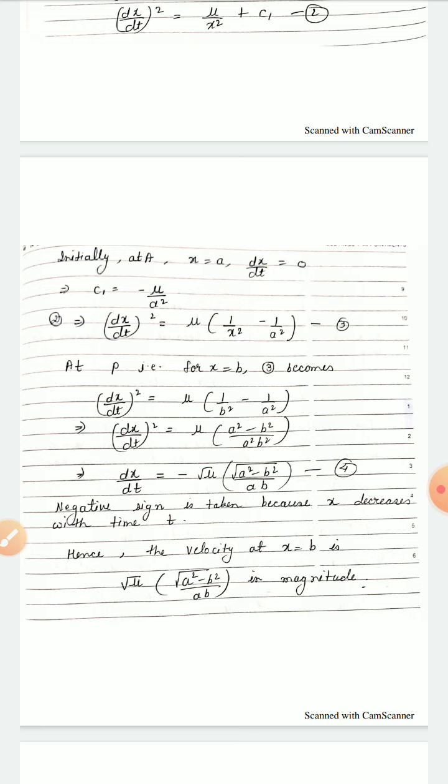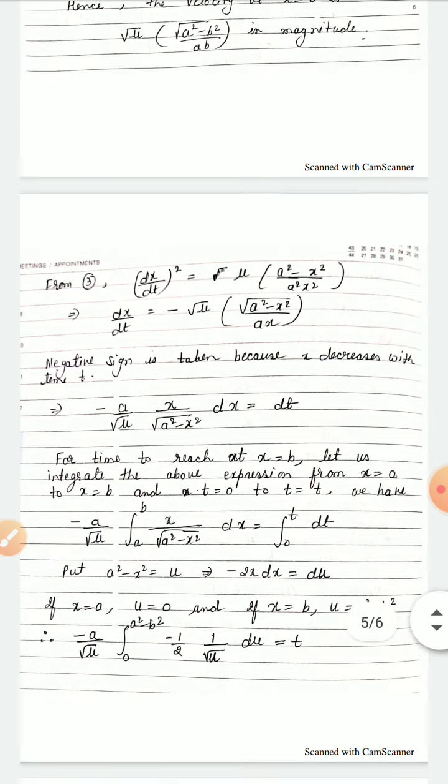And this is the expression for velocity. So we have taken the negative sign because x decreases with time t. Hence the velocity at x is equal to b is under root mu bracket under root a square minus b square by ab in magnitude.